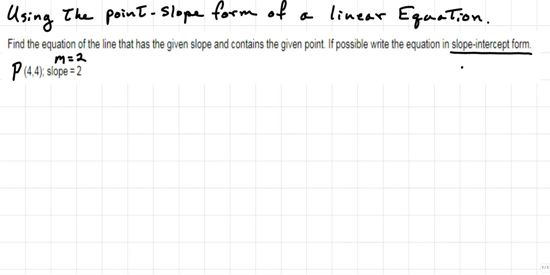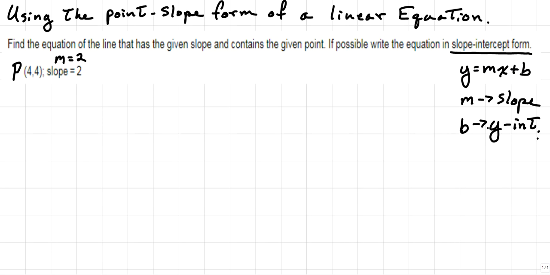We know that the slope-intercept form of an equation looks like this: y equals mx plus b, where m is your slope and b is the y-intercept. And that would be the y-coordinate of the y-intercept. But we don't have the y-intercept, we just have a traditional point. So what we're going to do is use point-slope form.